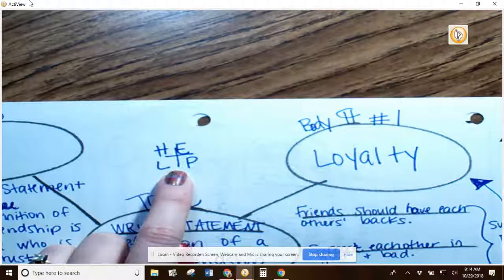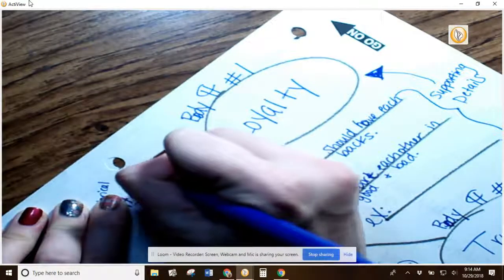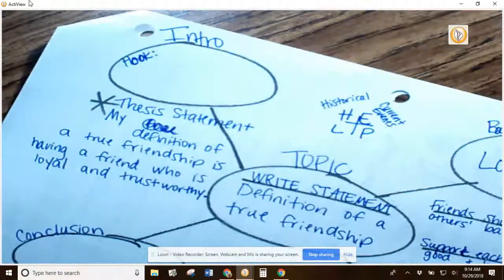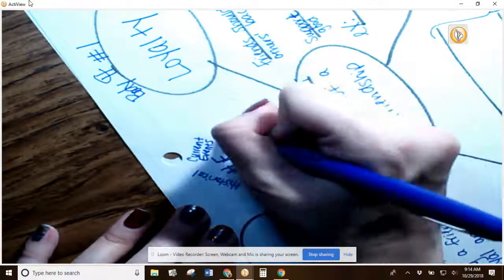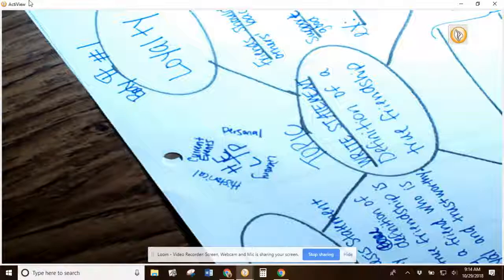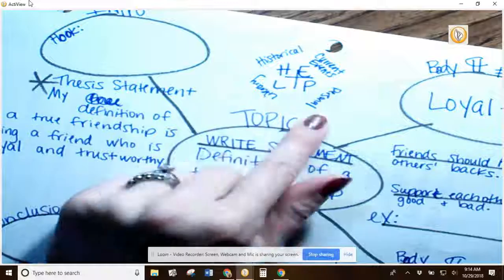It helps support your essay, but HELP stands for H, historical. E stands for current events. L stands for literary. And P stands for personal. Okay, so those are the 4 types of support, 4 types of examples that you could include in your essay: historical, current events, literary, or personal.